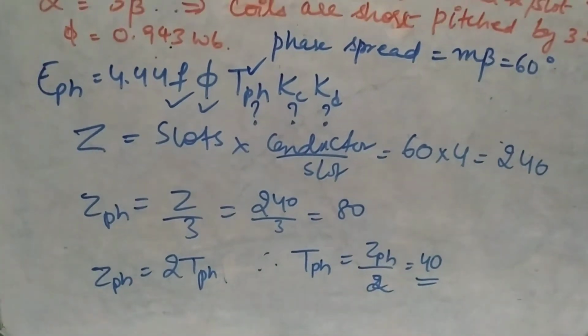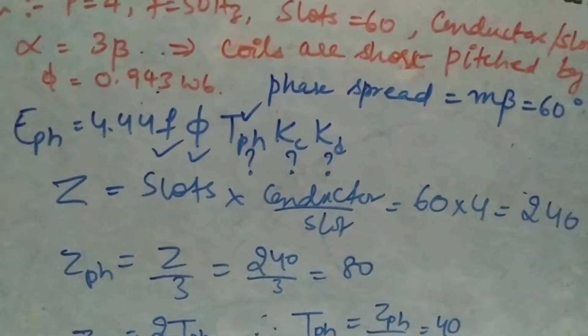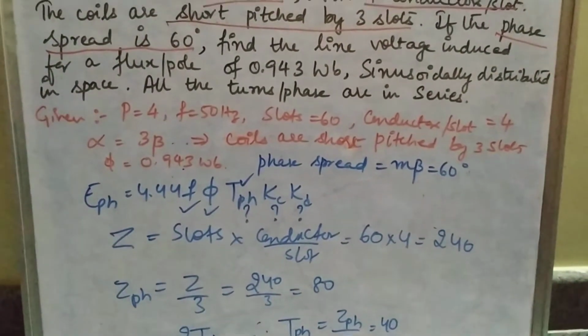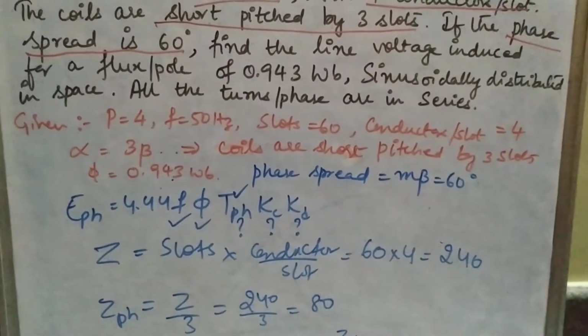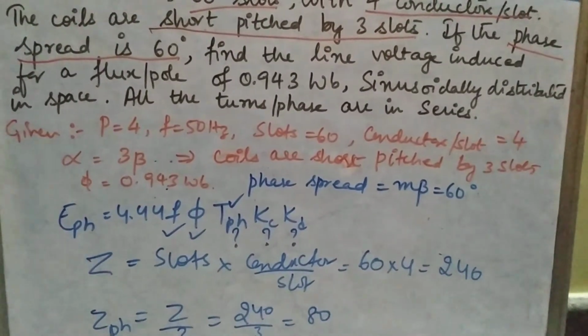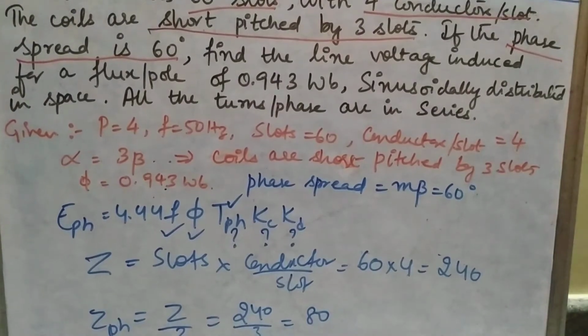Now let us solve the Kc. So recall what is the formula for the Kc. Kc is equal to cos of alpha divided by 2. Okay. So how do you get alpha? Alpha is nothing but 3 times beta. Before that, to get the value of alpha, we should solve the beta value. So what is beta? Beta is equal to 180 degree divided by n.